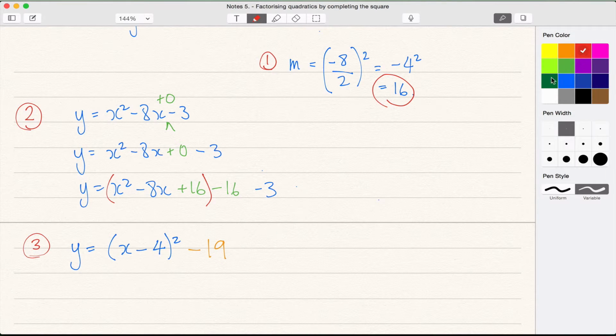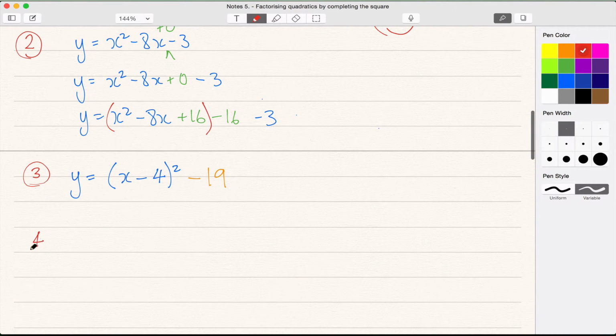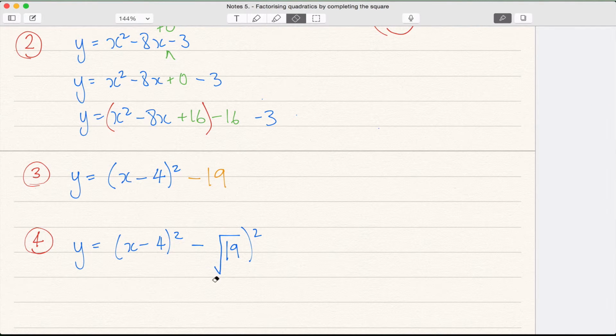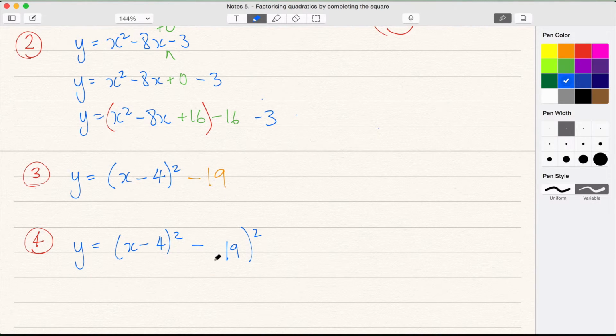Fourth step is to rewrite using, so we can use dops. We've got something squared minus something. If we had something squared minus something squared, we could use dops. So let's rewrite this like this. It's a very large square root sign. I'm not sure why I made it that large.